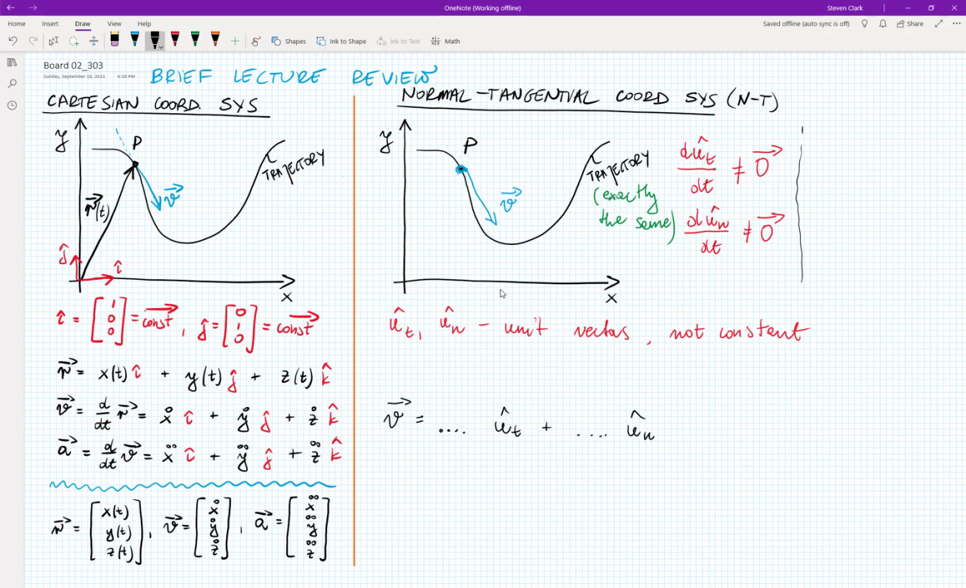So let me introduce ut on the board. ut is by definition always aligned with velocity. By definition, velocity is always parallel to ut. So guys, with such defined ut, could you please help me and tell me what I should put in here? What are the components of v? Anybody?